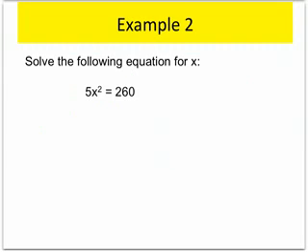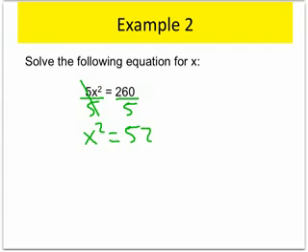Let's try one with two operations now. X is being squared and multiplied by 5. We can undo both of these. The inverse operation of multiplying is dividing, so we're going to divide both sides by 5. 5x squared divided by 5 just gives us x squared. 260 divided by 5 is 52. You can check in your calculator if you'd like.